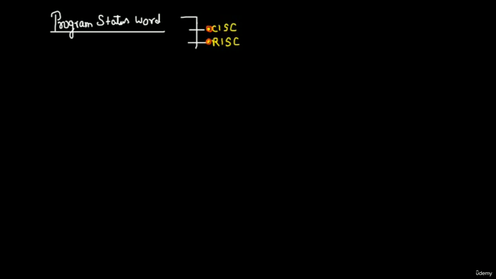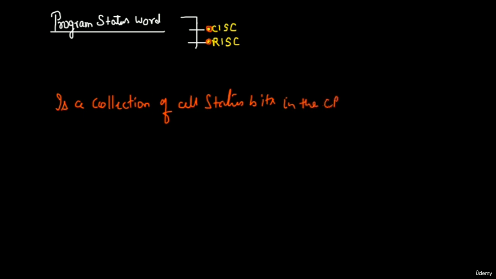Well, program status word is a collection of all status bits. Surely we are going to work on the bits in the CPU. So that's the keyword here that we have, program status word. So program status word is actually the collection of all status bits, you can say, in the CPU.